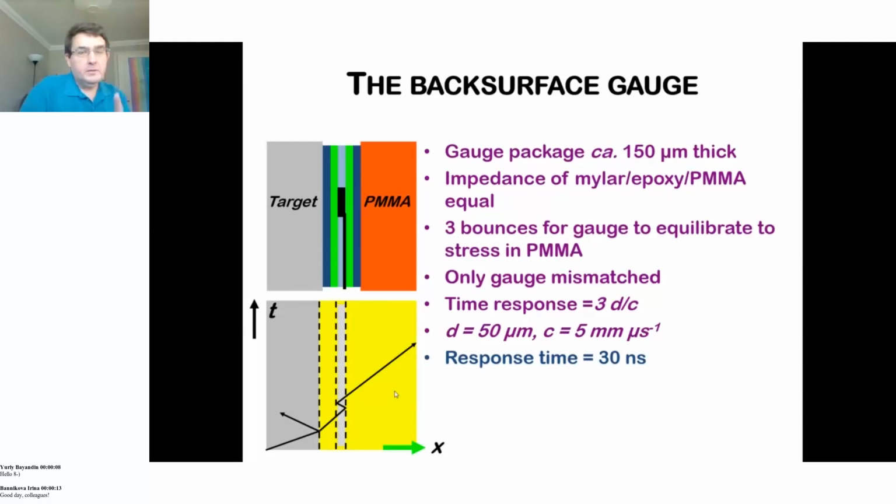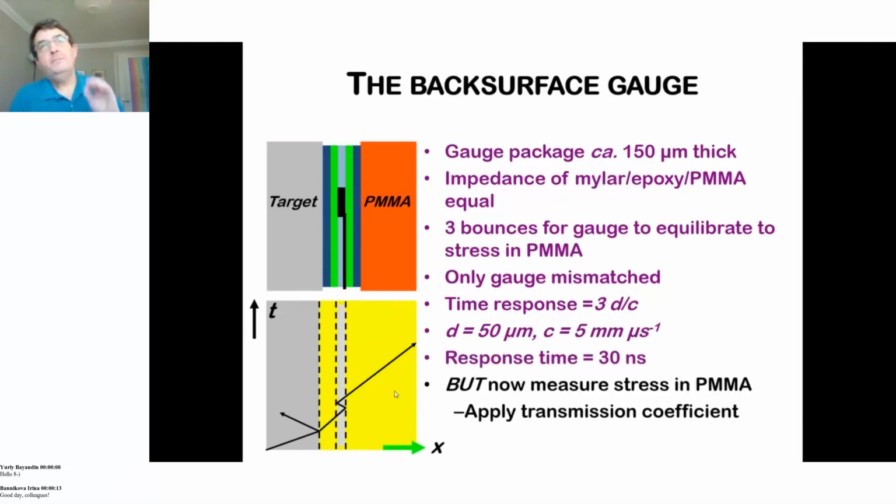Fantastic. But again, you can never get something for nothing, in the sense that we have got a higher time resolution, which is good. We've increased that time resolution by a factor of 6 or 7. So it's a reasonable increase in time resolution, but we're now measuring the stress in the perspex. And that means we need to apply a transmission coefficient. We need to know what is happening at that sample perspex interface.